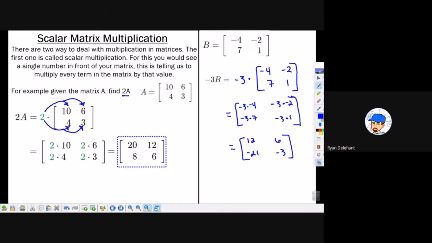Those operations, I think, are pretty straightforward. They carry over from everything you've learned before, kind of dealing with equations. You just get more entries in a matrix that you've got to perform that operation to, okay?